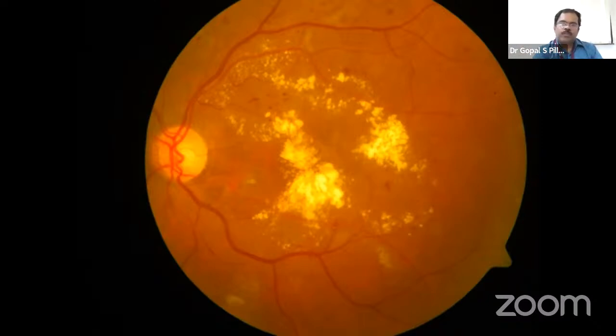What would be the feature of PCV, which is not there here? Clinically, how would PCV, polypoidal choroidal vasculopathy, appear? PED.